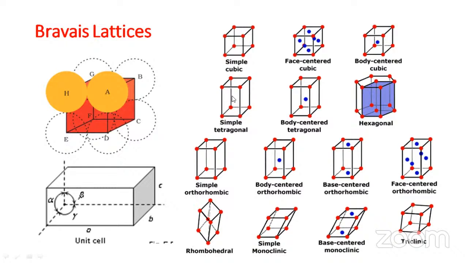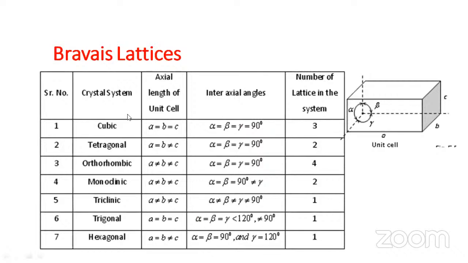So these are the 14 Bravais lattices which you can see here. We'll come later to describe these Bravais lattices. So let us go to the most important thing, this chart. You may expect one question from this chart. There are 7 types of crystal systems. Based on the geometry, the crystal systems are broadly classified into 7 types. They are cubic, tetragonal, orthorhombic, monoclinic, triclinic, trigonal and hexagonal crystal systems.